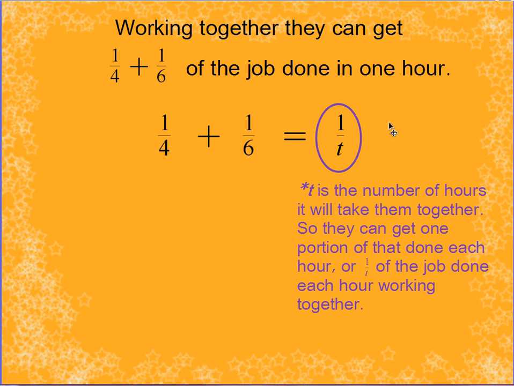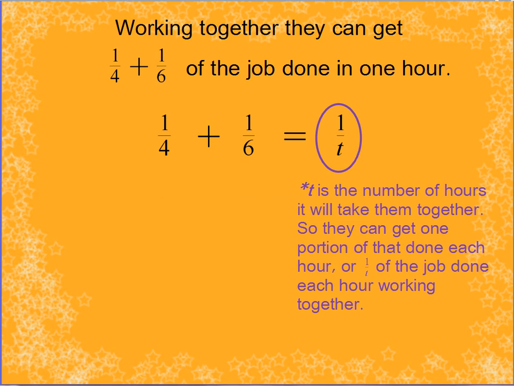If they could get the job done in, say, 3 hours together, each hour they could get 1/3 of the job done. If they could get the job done working together in, say, 8 hours, then together in 1 hour they could get 1/8 of the job done. That's why instead of setting it equal to t, we set it equal to 1/t, because that's how much of the job they can get done in 1 hour.